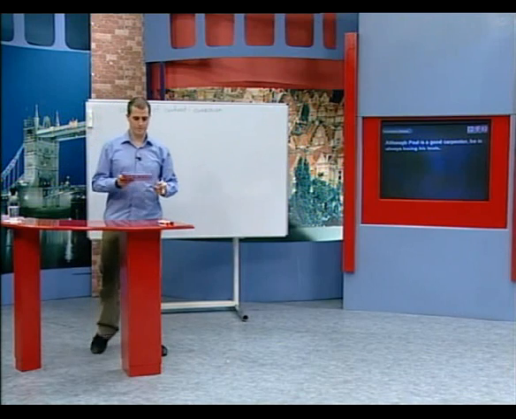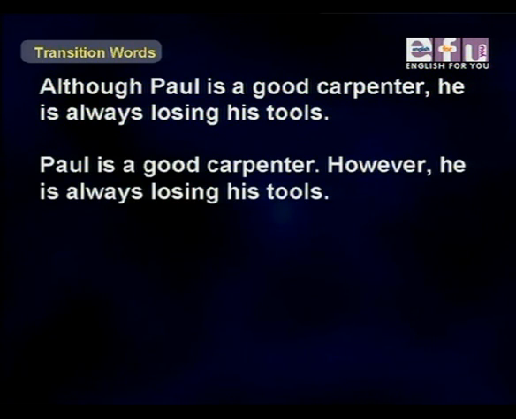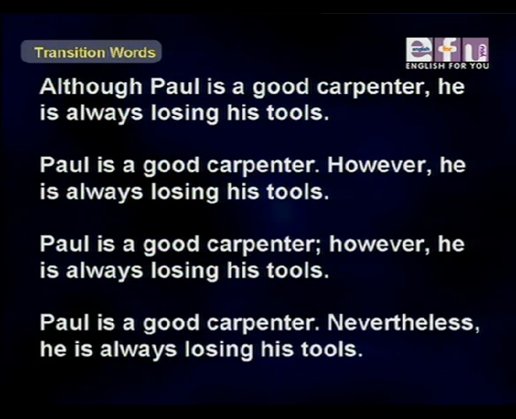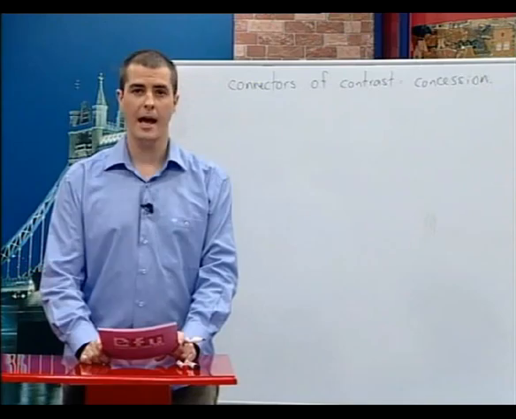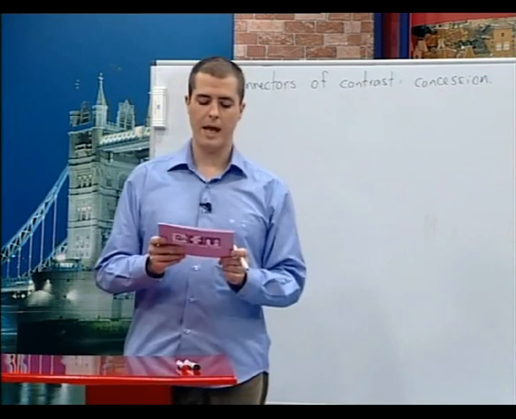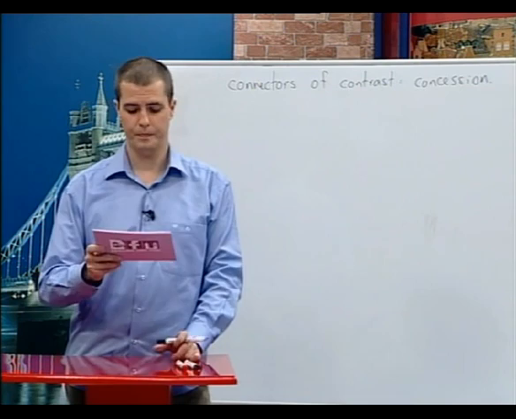Here are some examples. Although Paul is a good carpenter, he is always losing his tools. Paul is a good carpenter; however, he is always losing his tools. Paul is a good carpenter; nevertheless, he is always losing his tools. Although, however, and nevertheless are connectors of contrast. They have the same meaning as but, which we have already studied and reviewed.